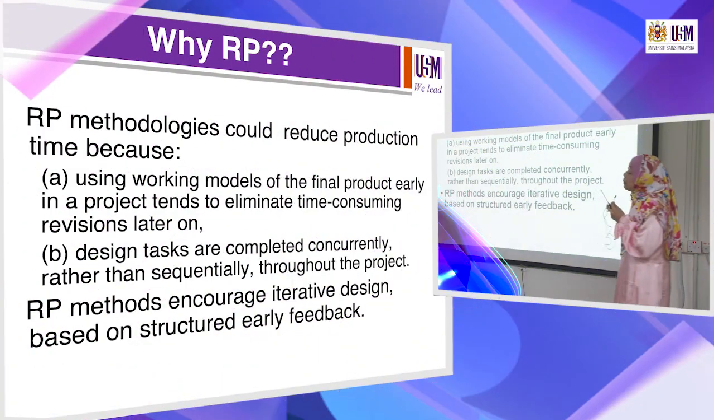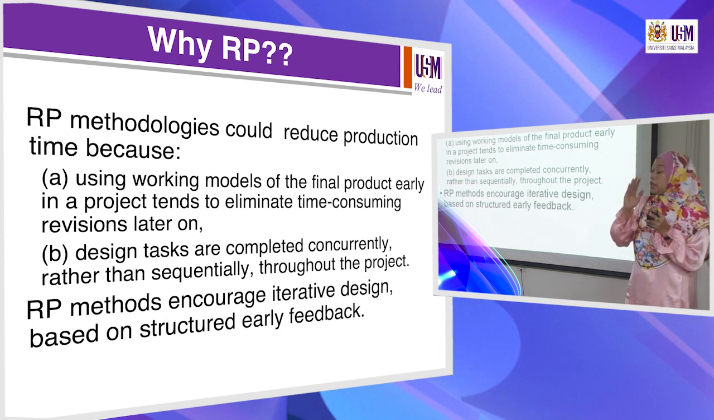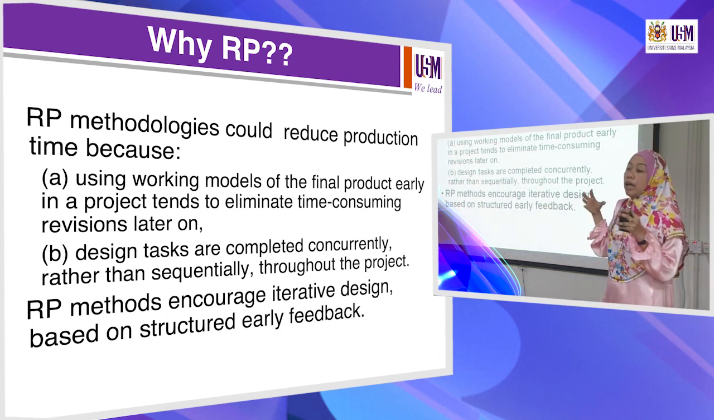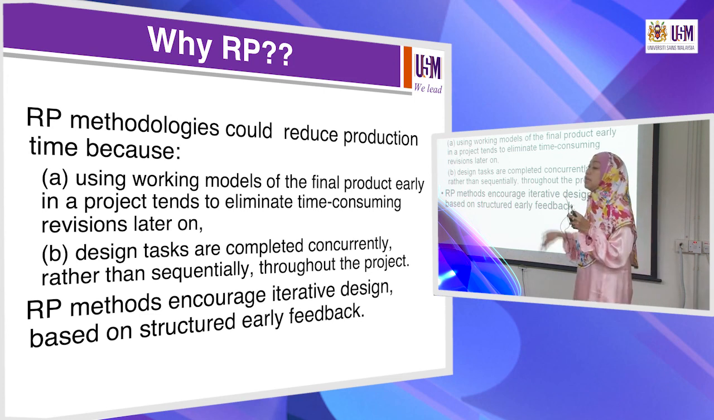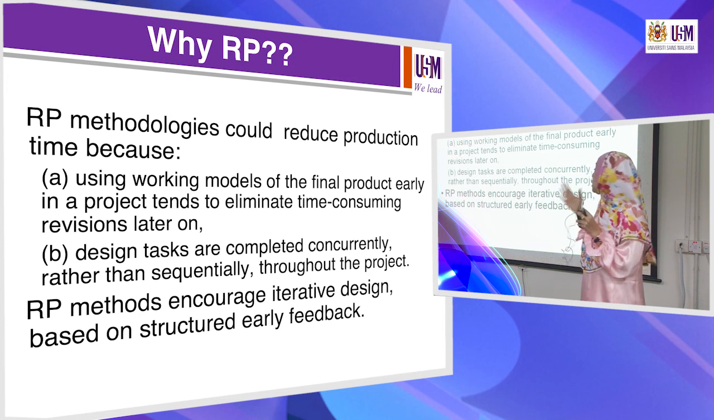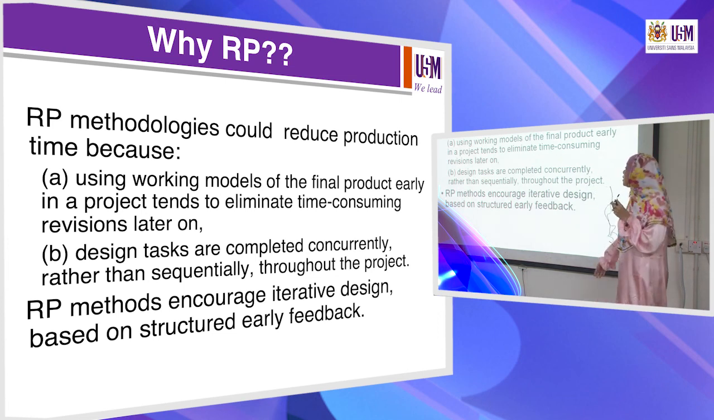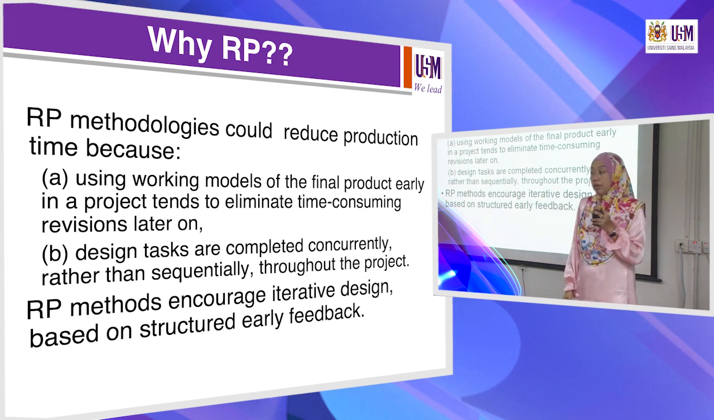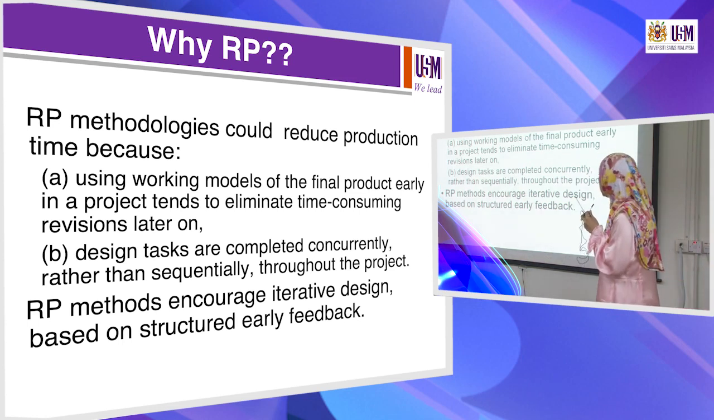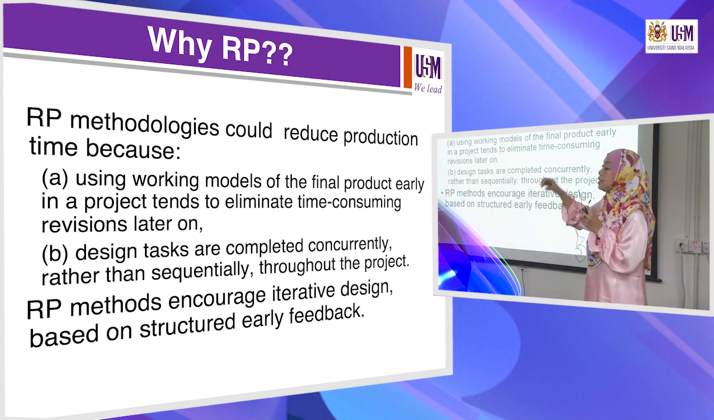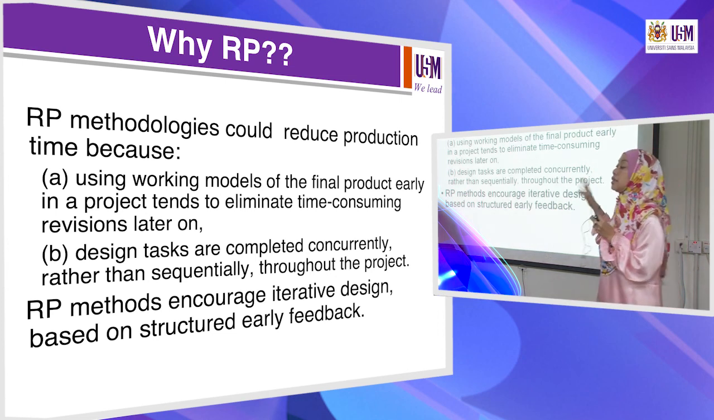RP methodologies could reduce production time. For example, in our seminar, we don't have much time. We only have one semester to do the seminar. By using rapid prototyping, we can discard anything we don't want and just follow whatever we need, and we can reduce the production time. Using working models of the final product early in the project tends to eliminate time-consuming revision later on. Design tasks are completed concurrently rather than sequentially throughout the project, meaning that once one task is finished, we go on to another task. We don't have to think about the task that we have completed.